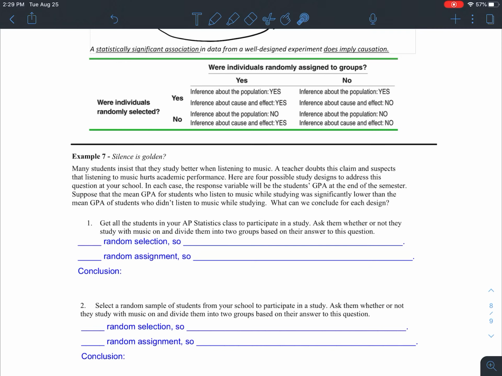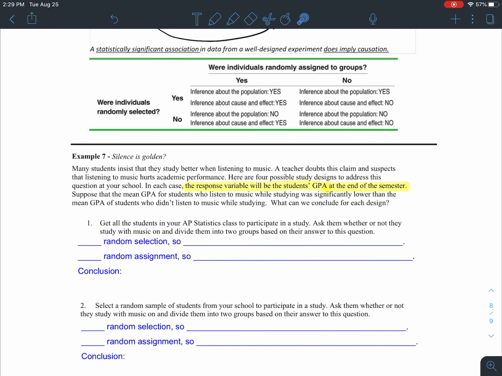So let's run through these last few very quickly here. It says many students insist that they actually study better when listening to music. A teacher doubts this claim and suspects that listening to music actually hurts academic performance. Here are 4 possible study designs to address this question at your school. In each case, the response variable will be the student's GPA at the end of the semester.